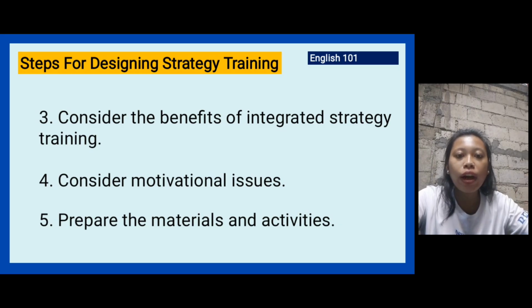Example, while teaching reading comprehension, the teacher also teaches summarizing and predicting strategies during the activity.